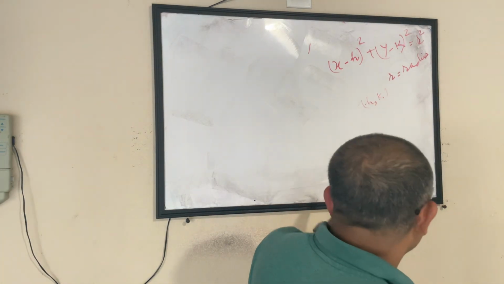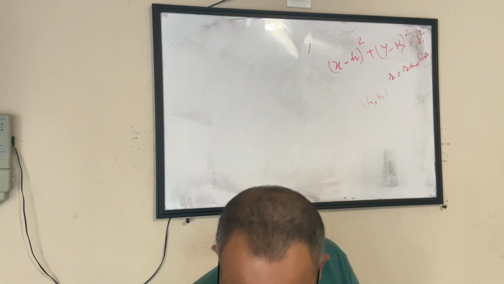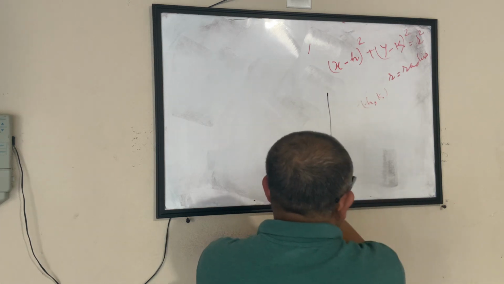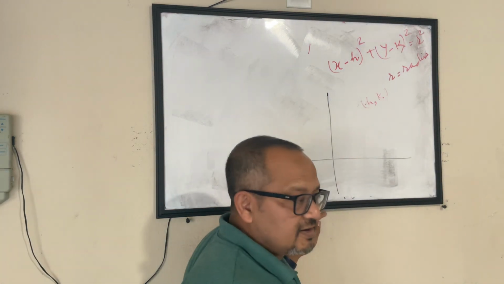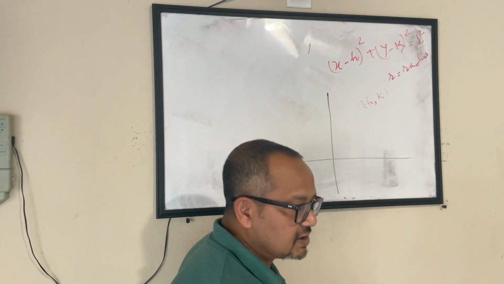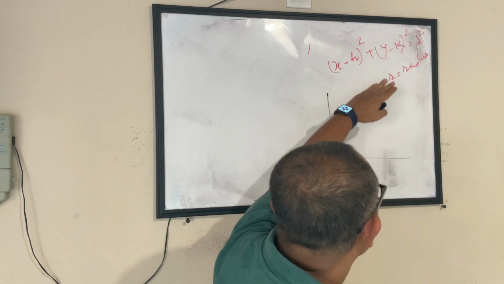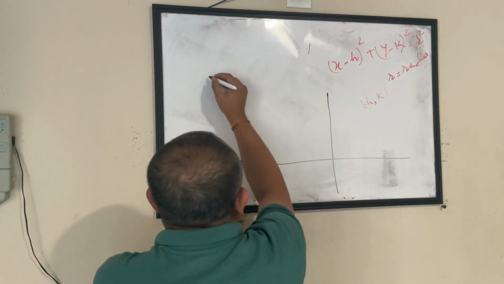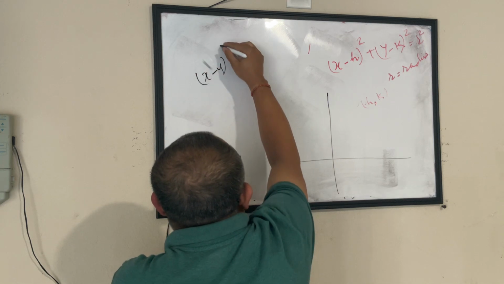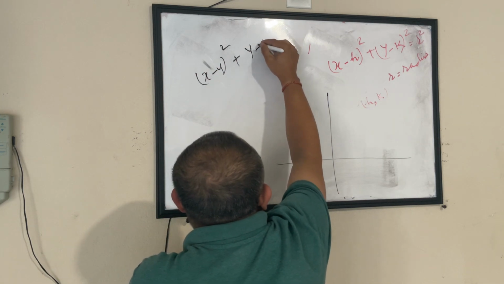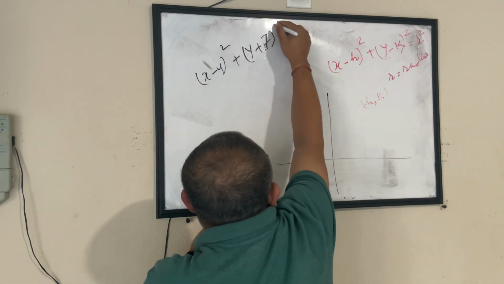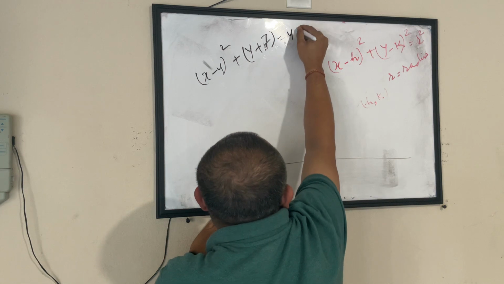Now, what do we mean by representing this in the xy plane? Nothing different from what we have done so far. You always put the graph in front, with the x and y coordinates, and then you look at it. If you have an equation like this, okay, x minus 4 square plus y plus 7 square equals 49.